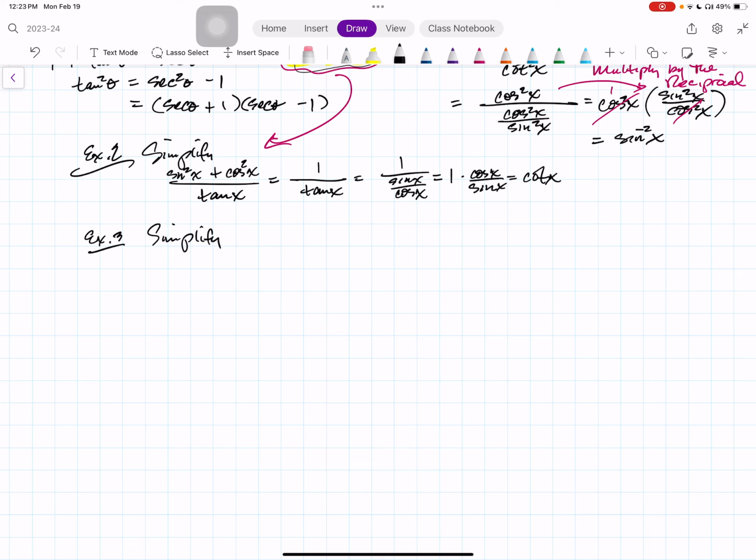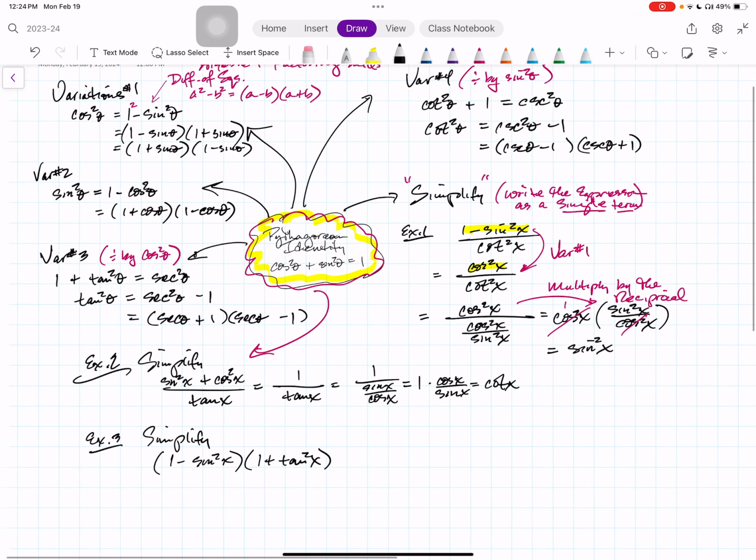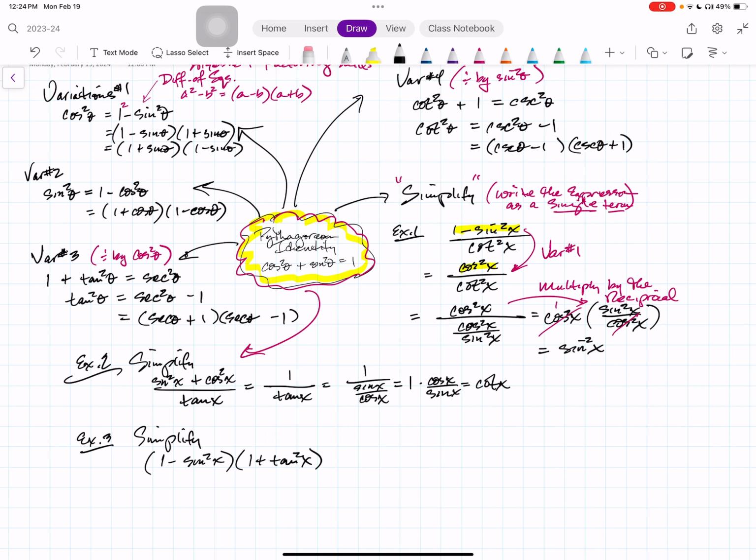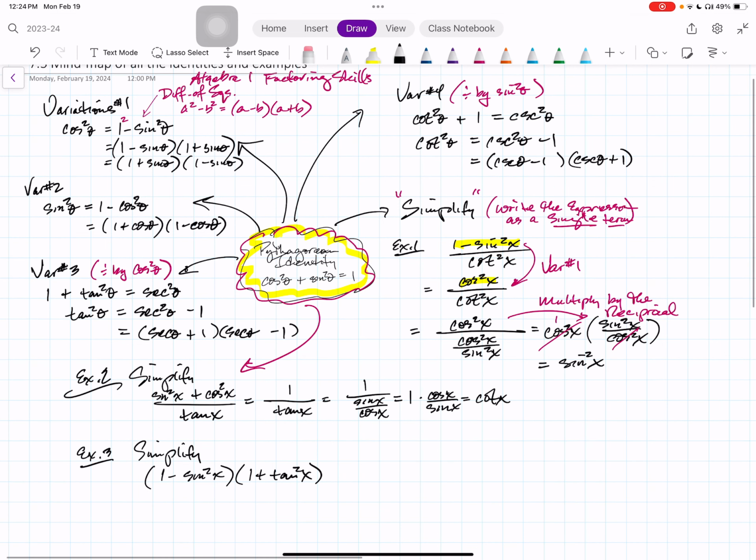Okay. So this one is going to be a little bit more complicated. Oh, we'll build up. Not too complicated. So let's try 1 minus sine squared x times 1 plus tangent squared x, and let's see what we get. Once again, you have all your identities here, so you can obviously look at them. So 1 minus sine squared x, guess what? That's equal to cosine squared x.